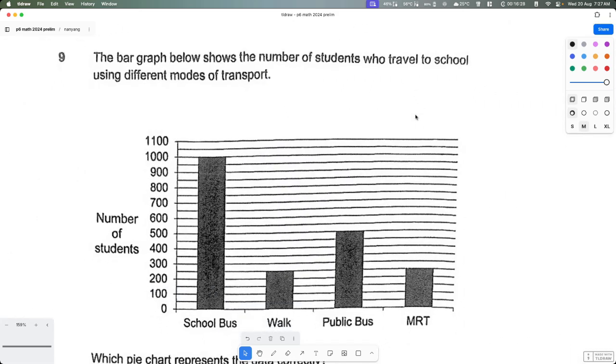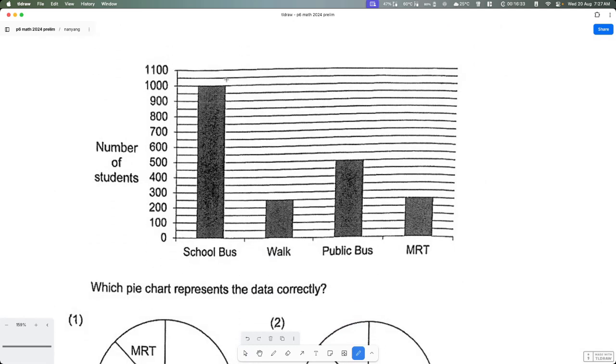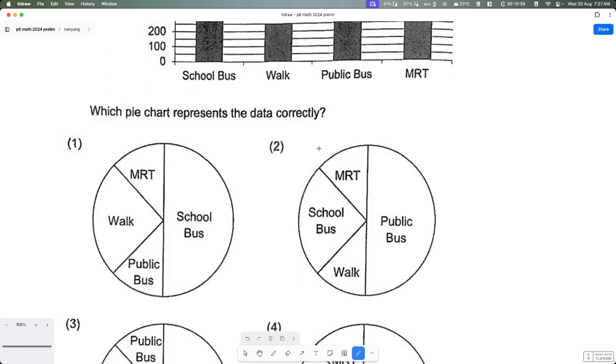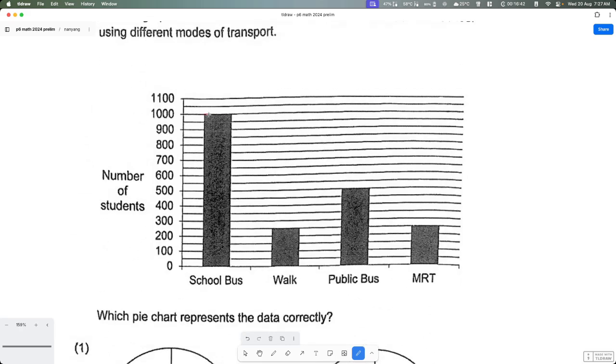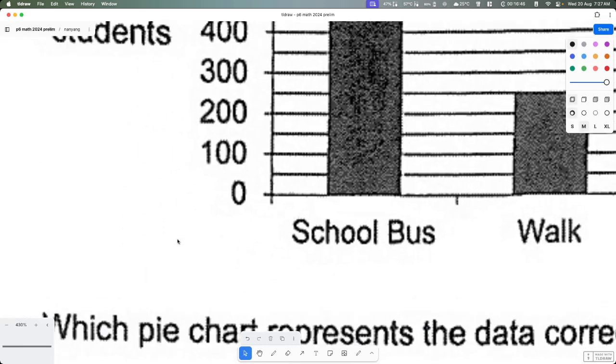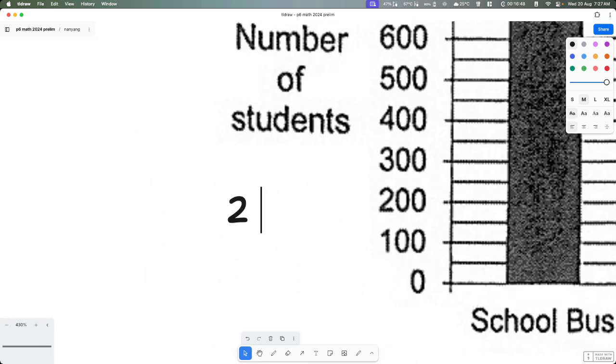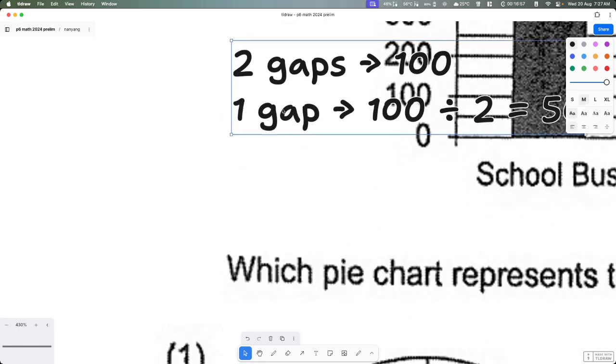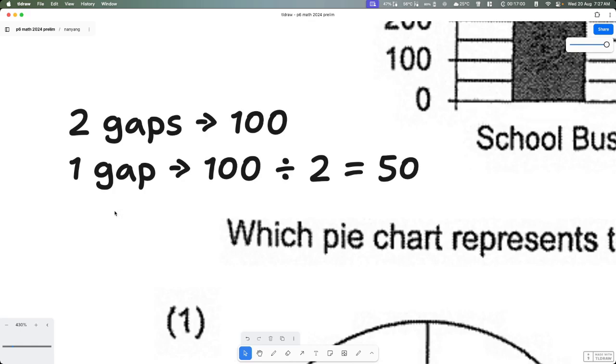Question number 9. The bar graph shows the number of students who travel to school using different modes of transport: school bus, walk, public bus, and MRT. Which pie chart represents the data correctly? Okay, so let's gather the numbers. If we zoom in over here, there are two gaps, right? So I'm going to write this down. Two gaps is equal to 100. One gap is equal to 100 divided by 2. This will give us 50. Let me put it here so it's easier to see.